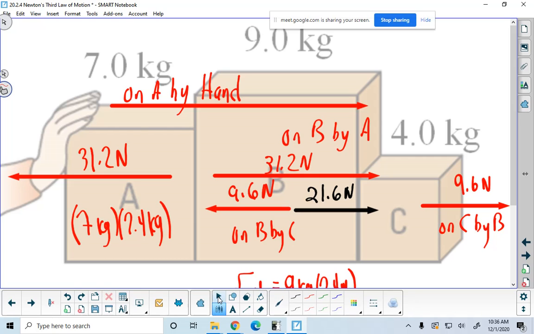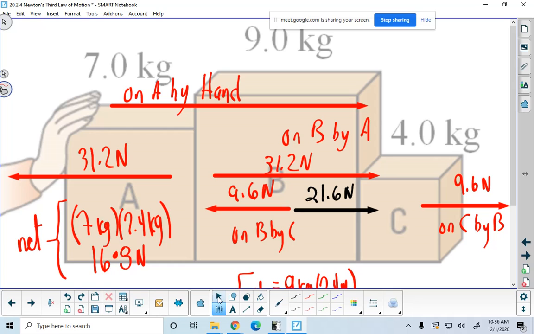which gives 30.8, I think, but I didn't get the last one right, so I want some confirmation. Sorry, 16.8. What am I doing? Okay, 16.8 newtons. So the only way we can get 16.8 newtons forward is if the force on A by the hand is 31.2 plus 16.8 because we lose 31.2. Though don't forget, this is the net force.